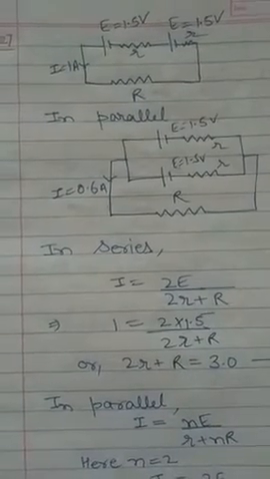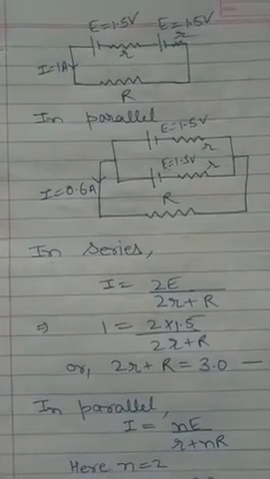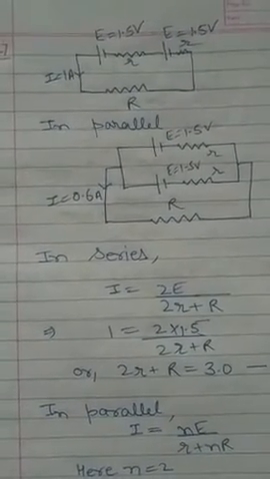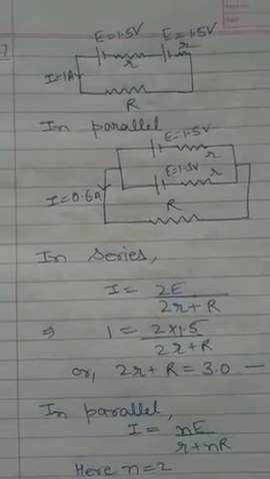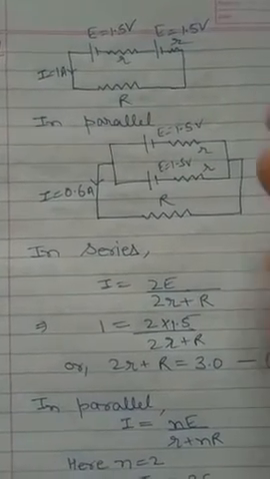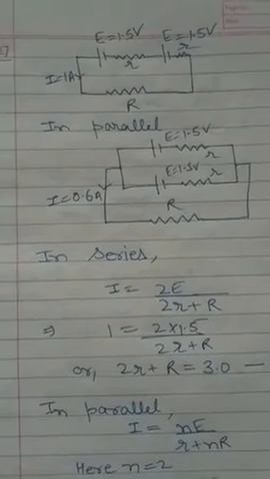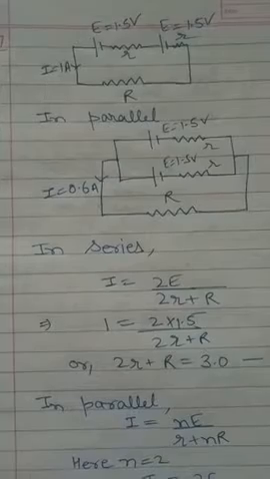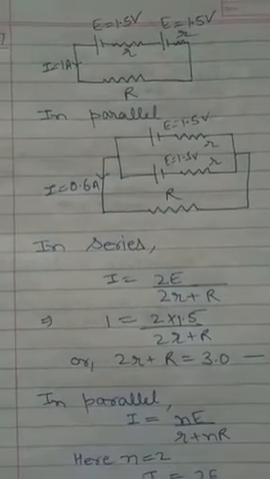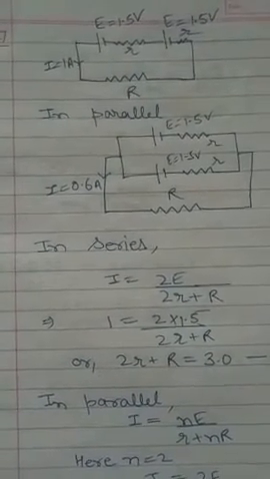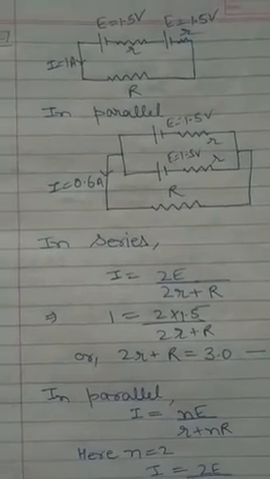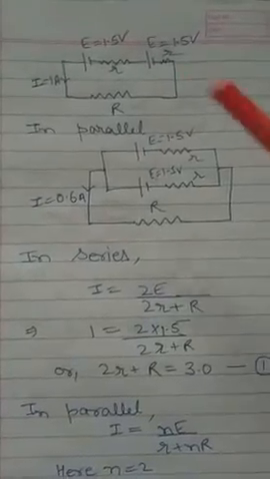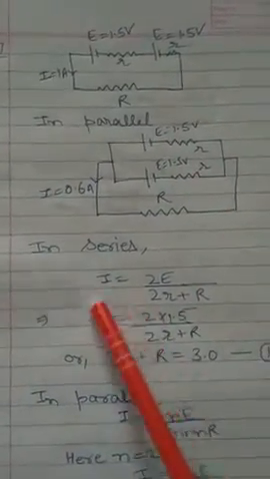For this kind of question, that is why we discussed the grouping of cells topic. If you know the general formula for current in series combination and parallel combination, you can very easily solve these kinds of questions. But if you don't know the general formula, then you have to apply KVL, write the equation, and solve by that. So the easy way is to learn the general formula, put in the values, and solve very easily. Clear?